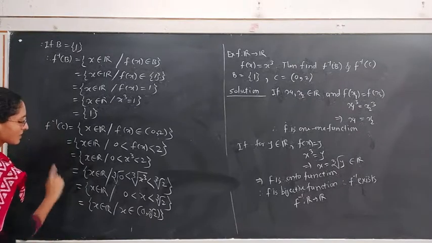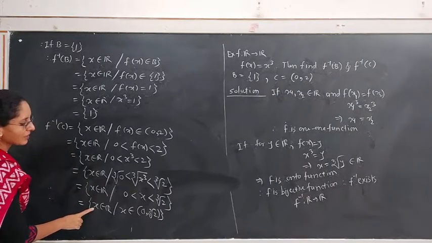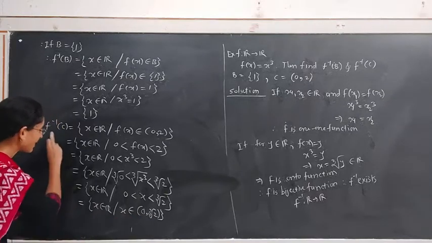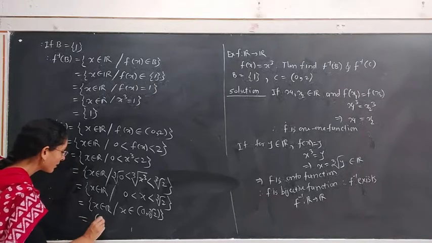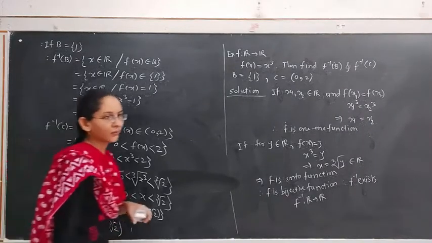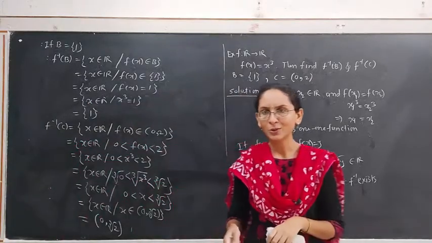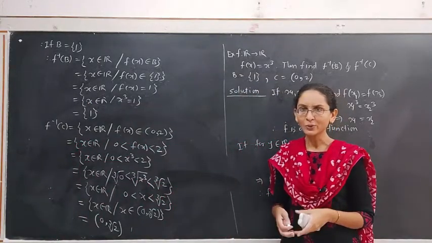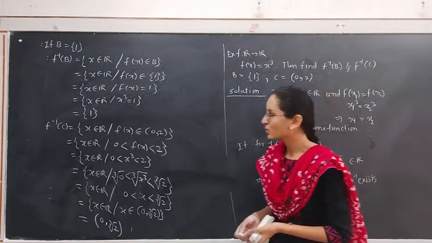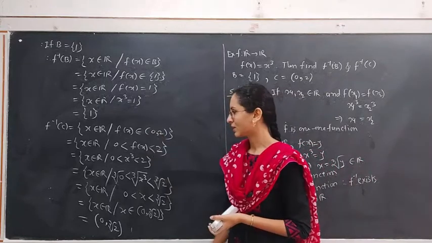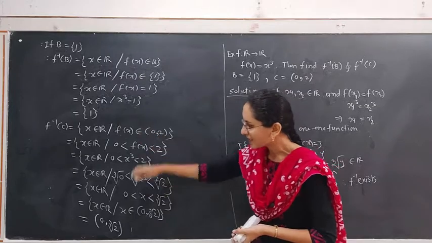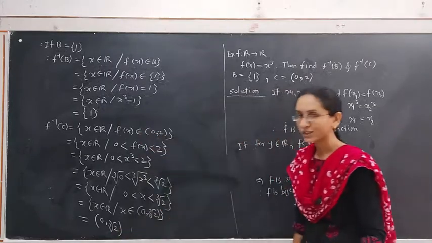This set F inverse of C is the set of all real numbers that belong to this open interval (0, cube root of 2). Hence F inverse of C is the open interval (0, cube root of 2). If we consider all the real numbers in between 0 and cube root of 2, then their cubes take values in between 0 and 2. That means x cube belongs to the open interval (0, 2), and those real numbers are from this interval (0, cube root of 2).